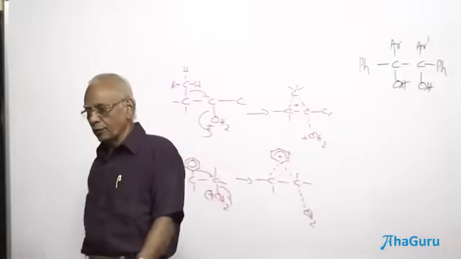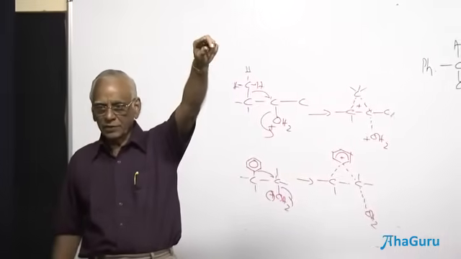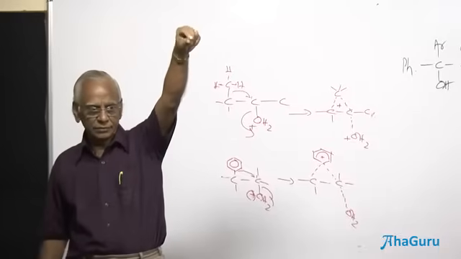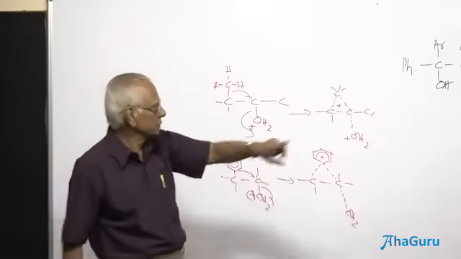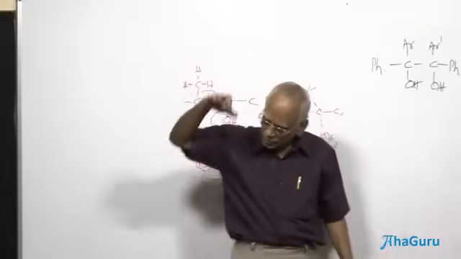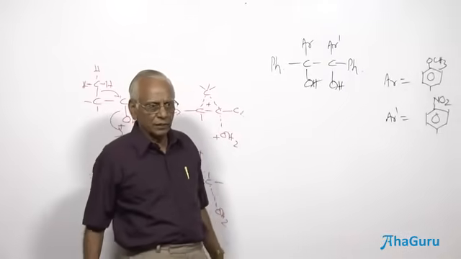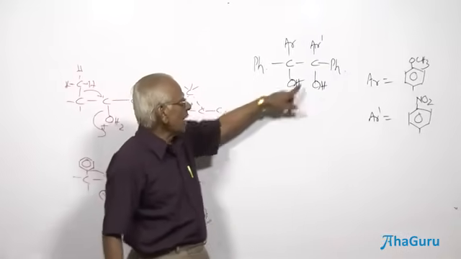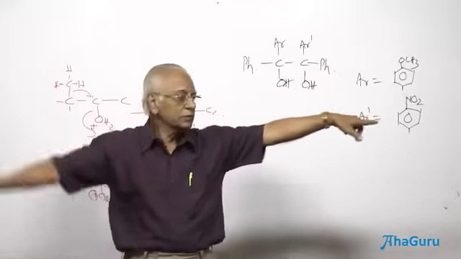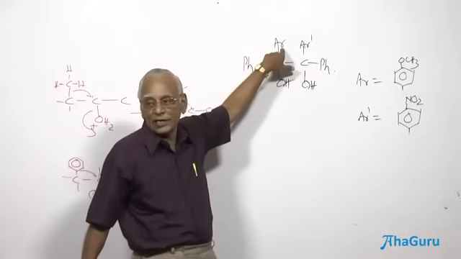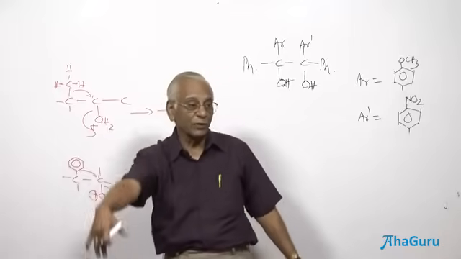subjected to Pinacol-Pinacolone rearrangement. You have to do 2 things. Which is going to be the most stable carbocation, assuming that it forms a carbocation. Stability of carbocation also has to be taken care of. A carbocation, okay, these 2 things are identical, and here paramethoxy group or paranitrophenyl. Which of these 2 groups will stabilize a carbocation?